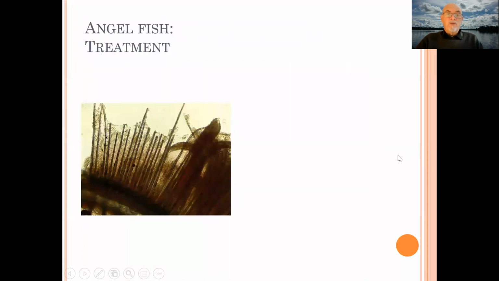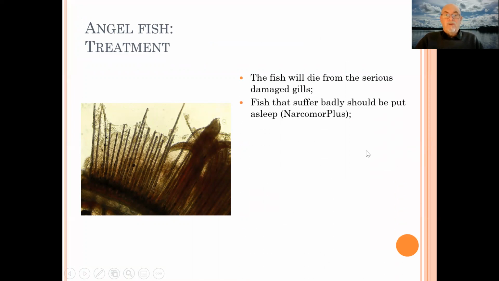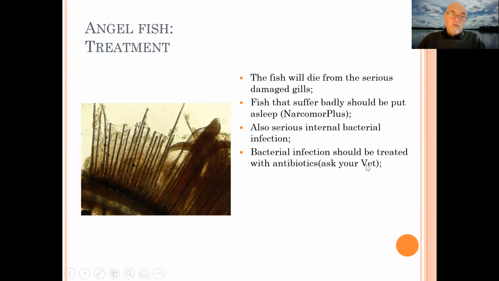So what can we do as a treatment for this badly infected angelfish? Particularly the gills are a mess, a terrible problem. Well, the fish will die from that, of course. And a very badly suffering fish, you should put to sleep. You can use Narcomore Plus for that. Internally there was also a serious bacterial infection, and you should apply antibiotics. Ask your vet what you can do. There are several antibiotics available. Many of the common drugs cannot handle this. It's very difficult to treat with a drug.